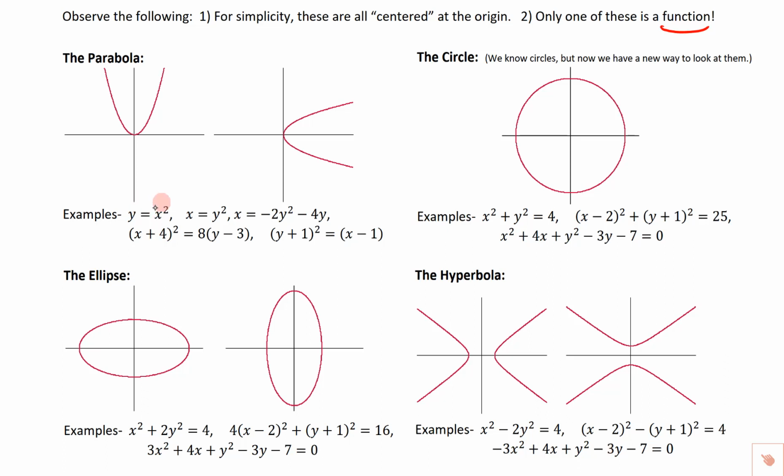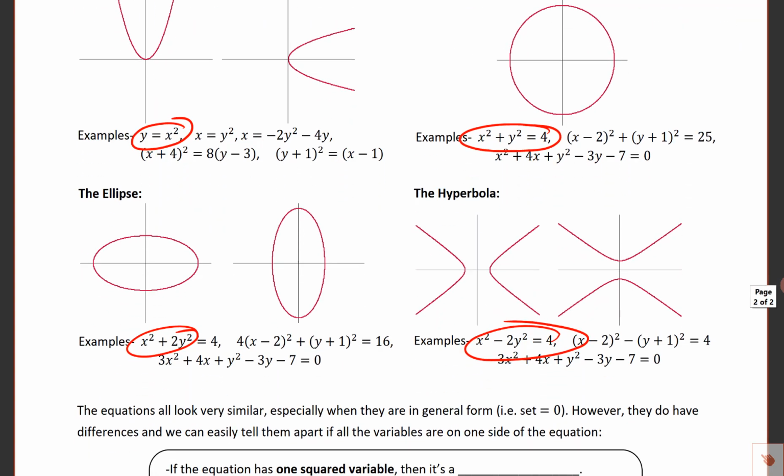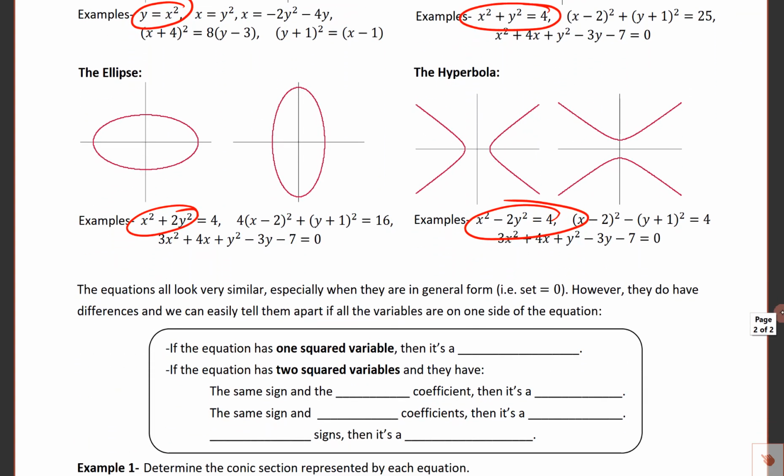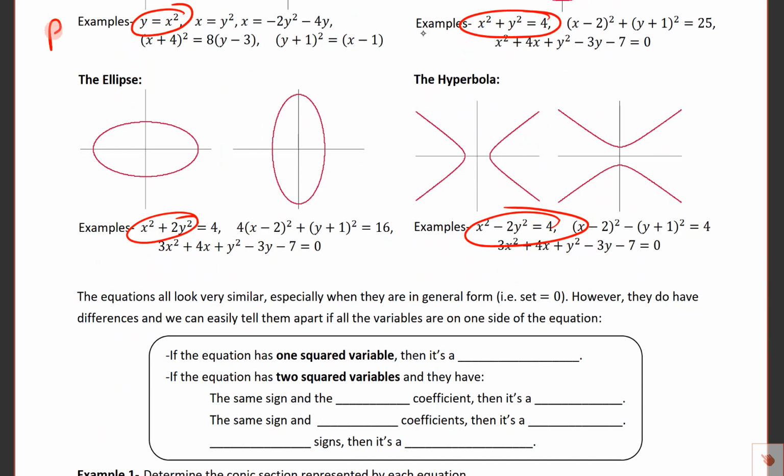So I want to focus on this one right here, this one right here, this one right here, and this one right here. I diagrammed these and wrote these down so they could illustrate this point. So we've got the parabola up here, the circle right here, the ellipse right here, and then the hyperbola down here. If they're set equal to 0, or basically if we have them in what we call general form, with the variables on one side of an equation, it's really pretty easy to tell. So if the equation has one squared variable, the only one that has only one squared variable is a parabola.